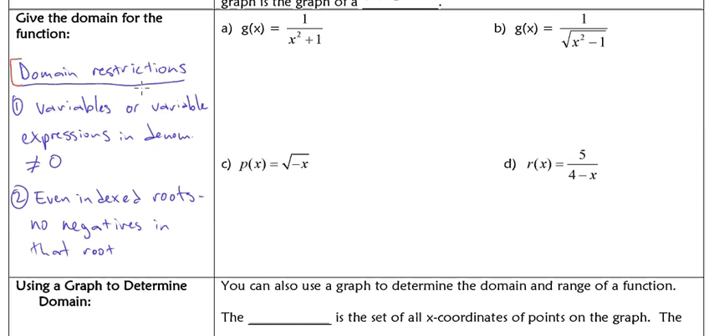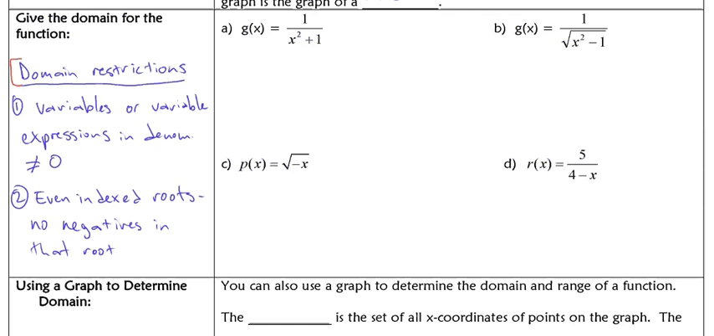Second, the even index roots, we can't have any negatives in that root. So glancing at C, any x value that's going to make that a negative number inside that radical, which is a square root, so a 2 as your index there. No imaginary numbers is really what this is getting at. So let's go through and take a look at it.